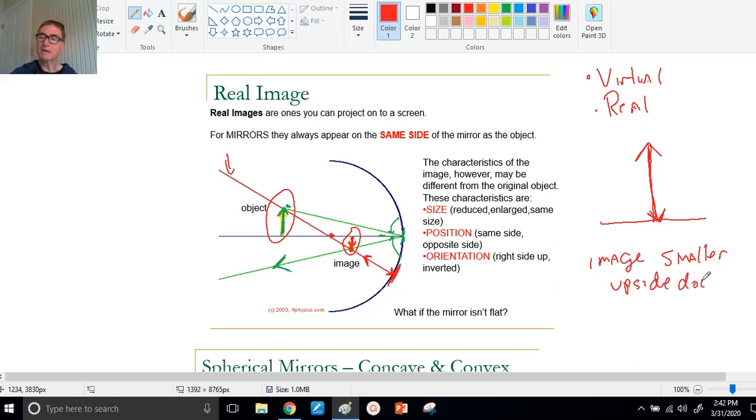And depending on the location of the object, its distance from the mirror and where it is in reference to something called a focal point, we can get different types of images. They can be right side up, they can be upside down, they can be larger, they can be smaller, and it all depends on how the rays of light come from the top of the object, hit the mirror, and are reflected off of it. And we're going to go through the rules of drawing these rays of light in a little bit.